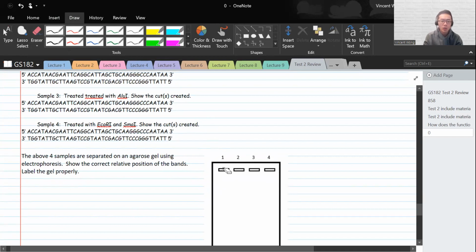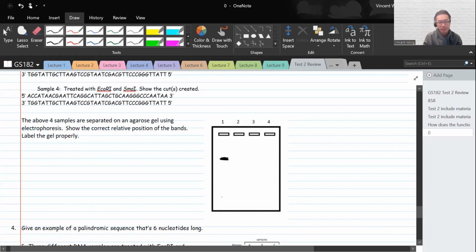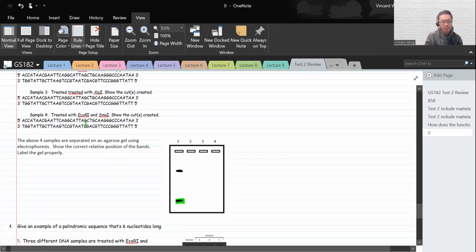Okay, you don't want to put it all the way to the top, okay? Because what if in the next lane you have an even longer fragment? Then you run out of space, right? So you want to put it a little bit further down, and then you have one that's even further down, right? So that's going to be the green fragment here in my diagram.